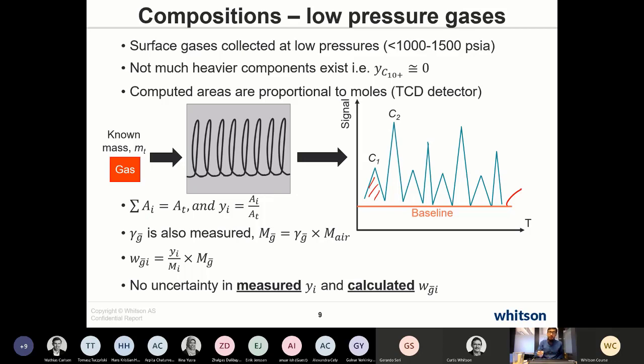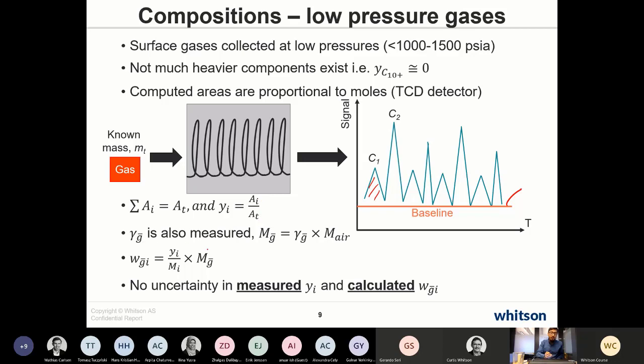In that case, if we have gases which don't have these heavier fractions, all of the components elute out from the gas chromatograph. So we can measure the area of all the components, and the sum of all the areas is the total area of the entire signal, and we can represent the mole fractions of the different components as the ratio of the area of each component divided by the total area of the signal.